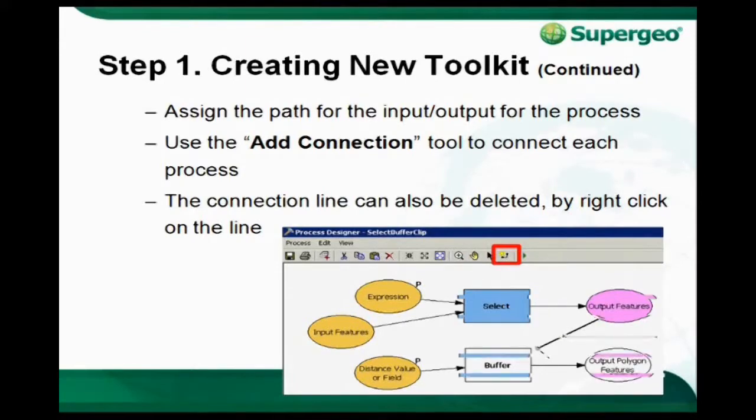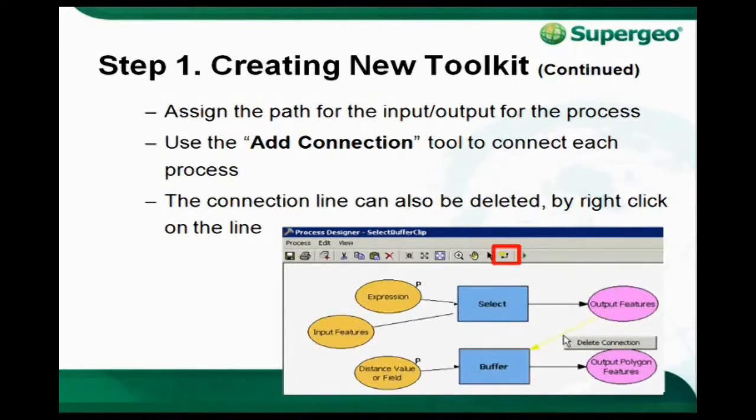If you find the connection line is wrong and you want to delete it, you just need to right-click on the line and the option will show up, and you can choose to delete it, and then the line will be gone.